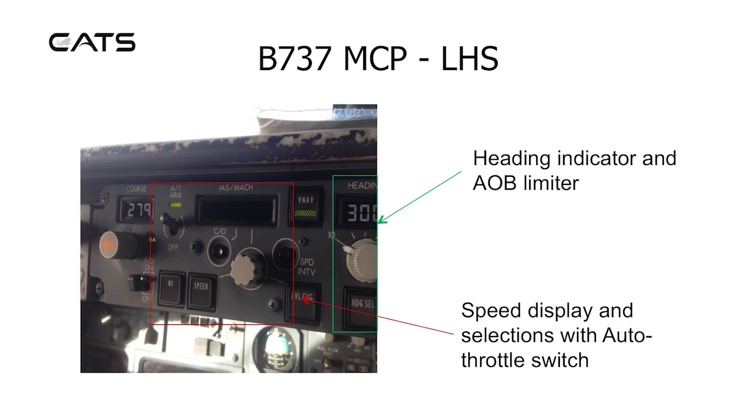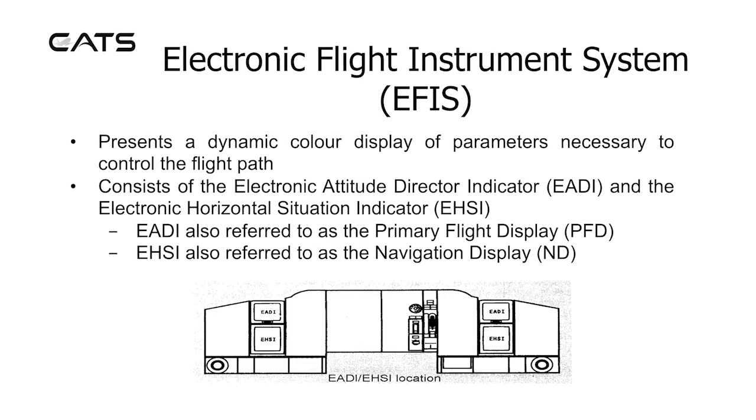The left-hand side. Here we can see the heading indicator and angle of bank limiter, and the speed display and selections with the auto throttle switch. Electronic Flight Instrument System, EFIS. This presents a dynamic colour display of parameters necessary to control the flight path. It consists of the Electronic Attitude Director Indicator, EADI, and the Electronic Horizontal Situation Indicator, EHSI. The EADI is also referred to as the primary flight display. The EHSI is also referred to as the navigation display.